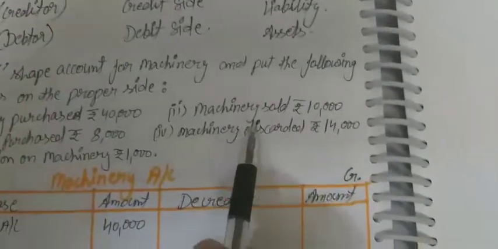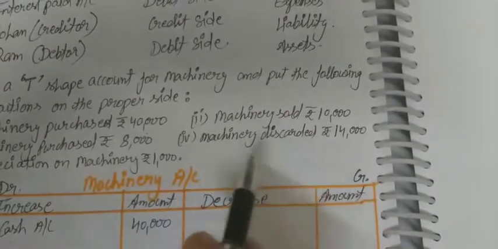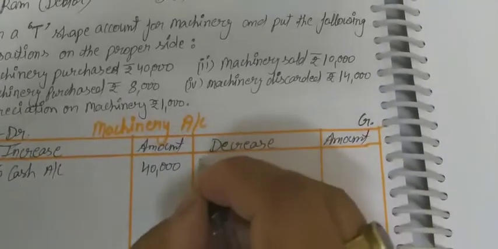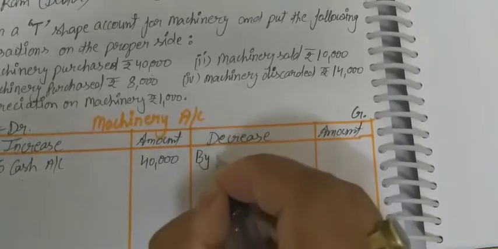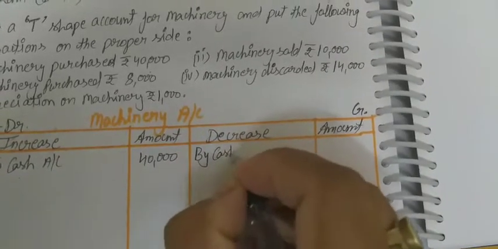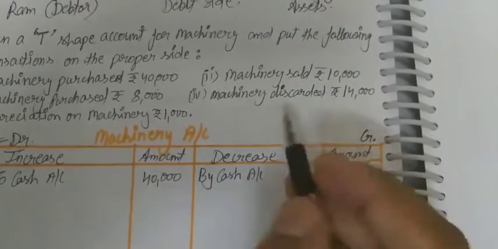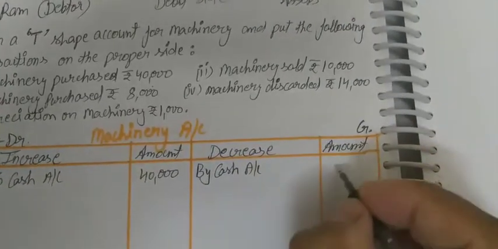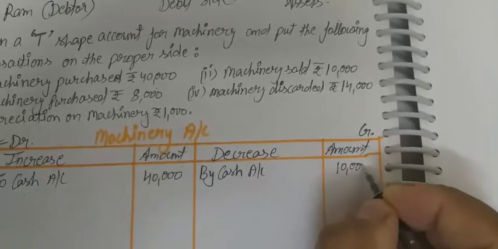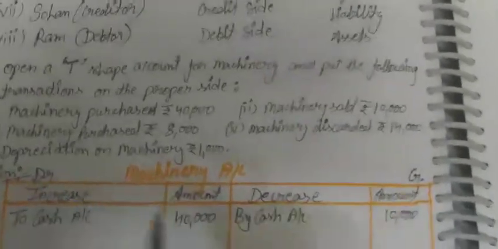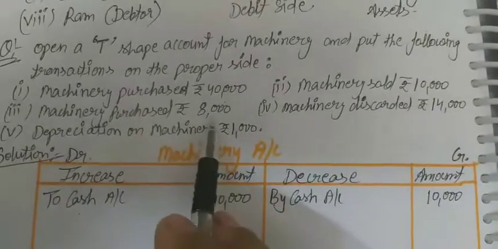Next, machinery sold rupees 10,000. The value of the machine is decreasing, we are selling the machine, so by cash account, because cash account is affected with the machinery, that is 10,000 rupees, and it will increase in credit side, that is decreased. Next one is machinery purchase rupees 8,000.